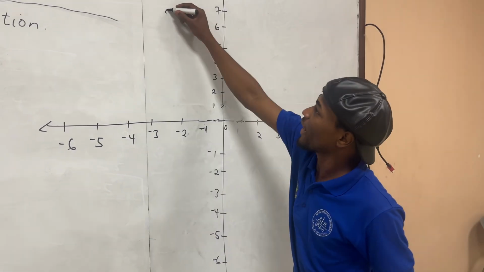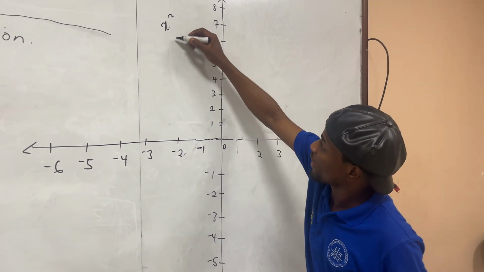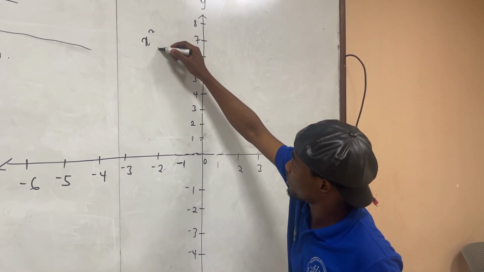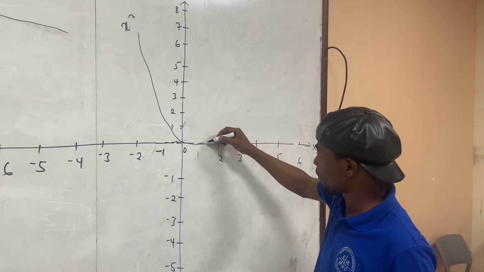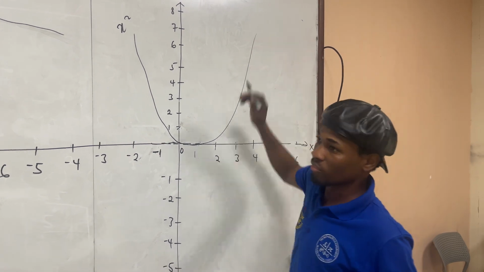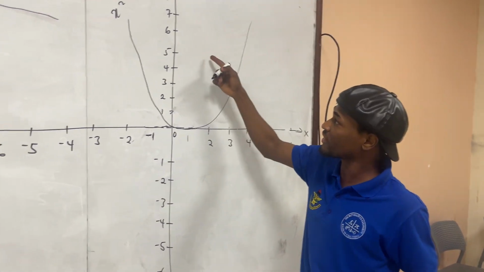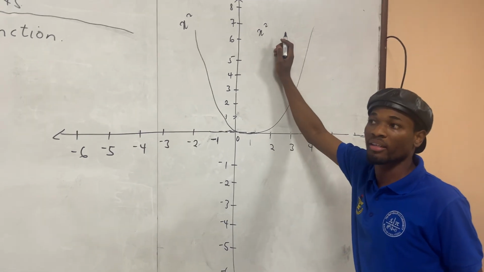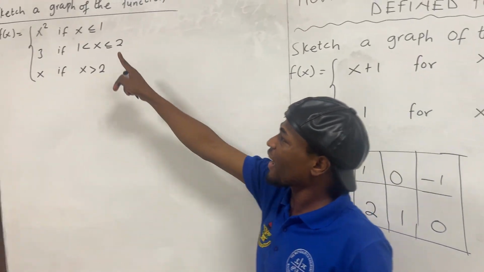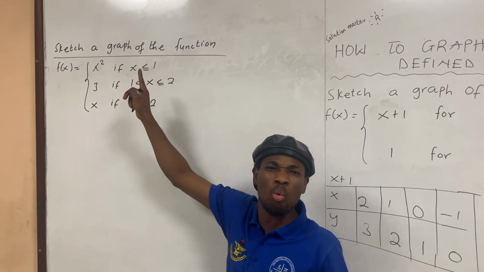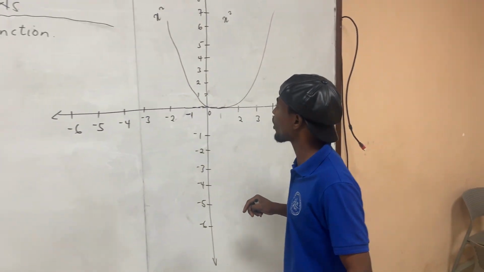So if I have x squared and I want to graph this, I already know that x squared, when I graph it, should behave this way. Then somewhere like this. As simple as that, right? Good. This is the graph of x squared. Now for the interval, listen. So if x is less than or equal to 1, let's obey that restriction or the boundary.